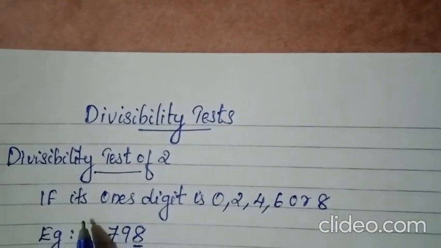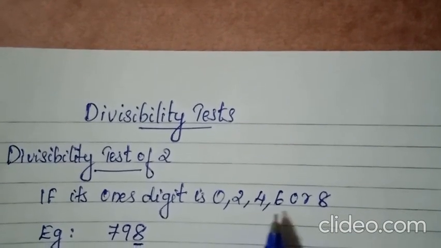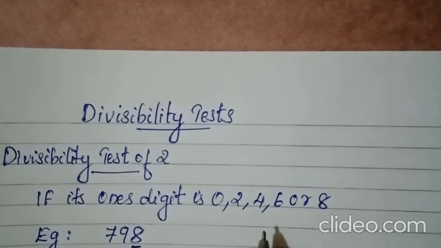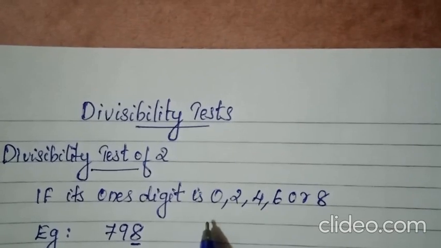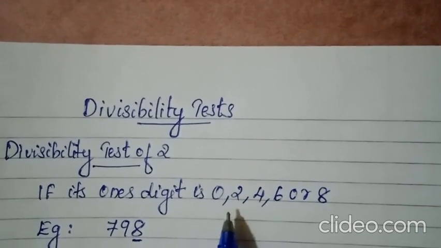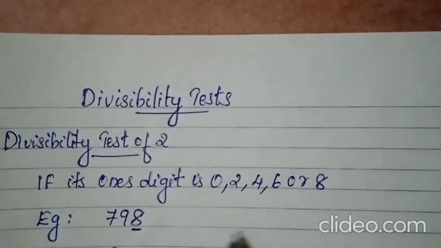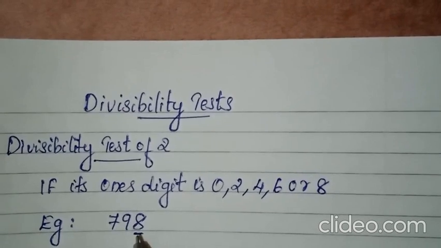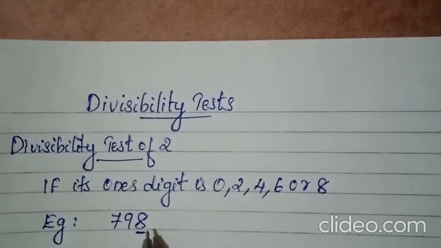If a given number's ones digit is 0, 2, 4, 6 or 8, then we can say that that number is divisible by 2. Understood? If the ones digit or unit digit is 0, 2, 4, 6 or 8. For example, in 798 the ones digit, the unit digit, is 8. So we can say that that number is divisible by 2.